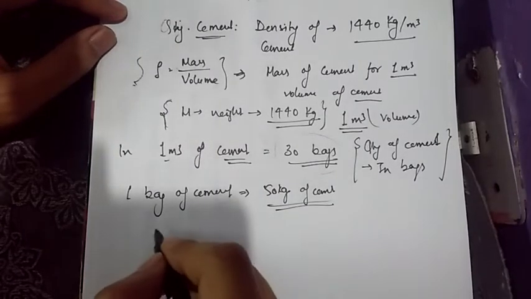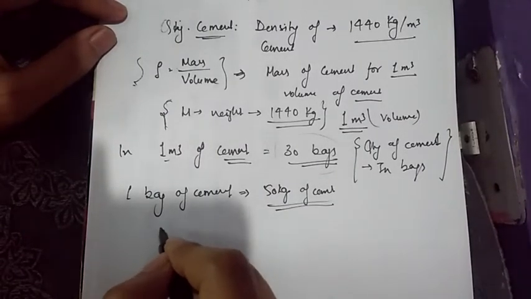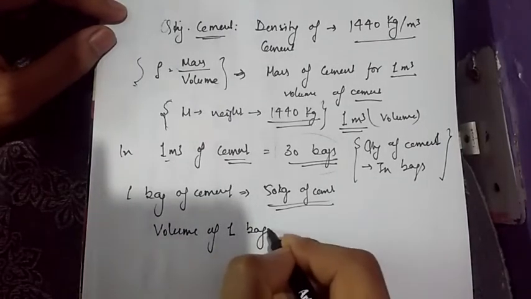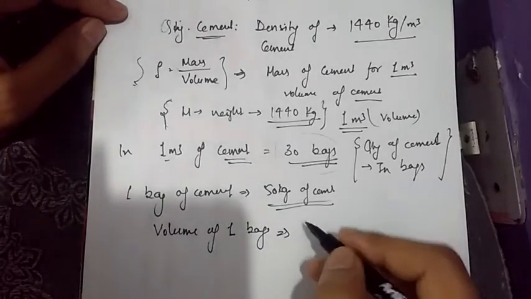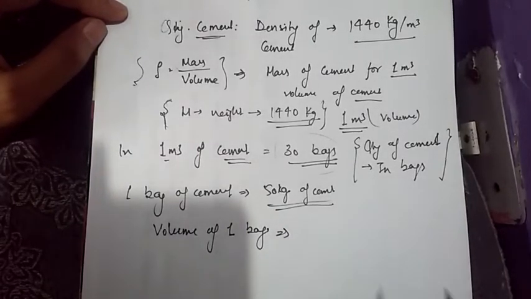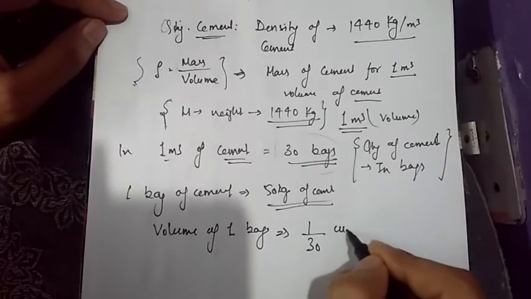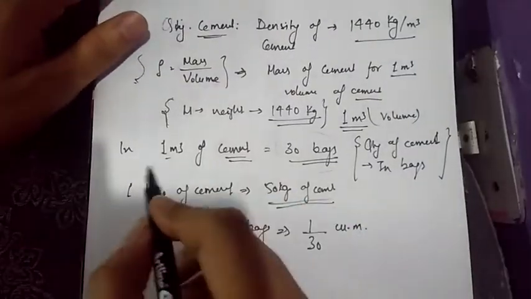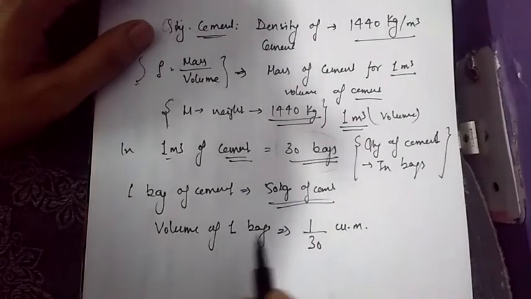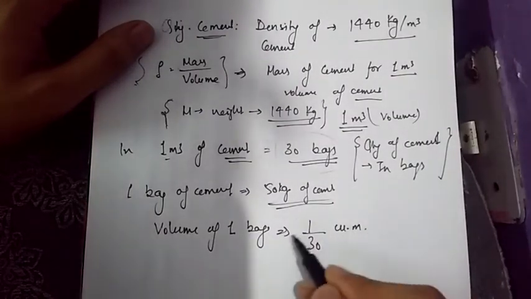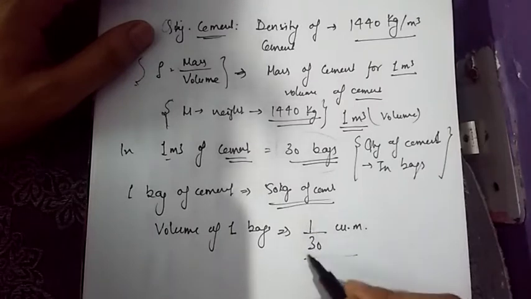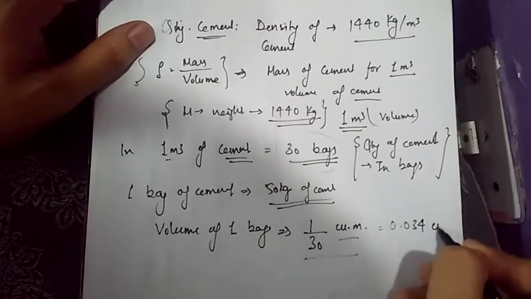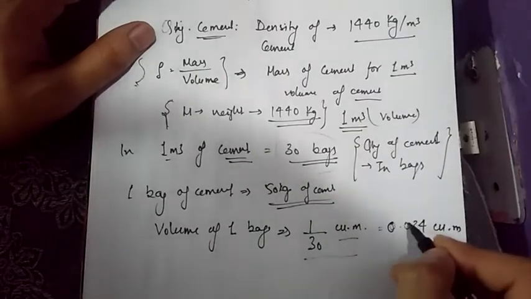Hence, if we find out the volume of one bag, it is coming to be 1 by 30 cubic meter, because in 1 meter cube of cement there are 30 bags. So in one bag, how much volume of cement occupies? It is 1 by 30 cubic meter, so it is coming to be 0.034 cubic meter.